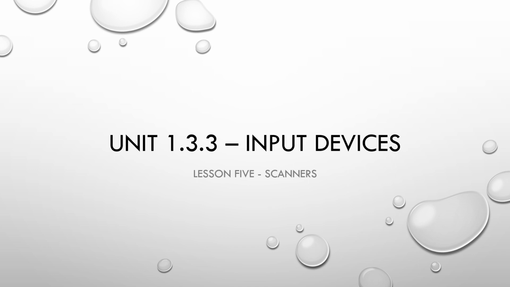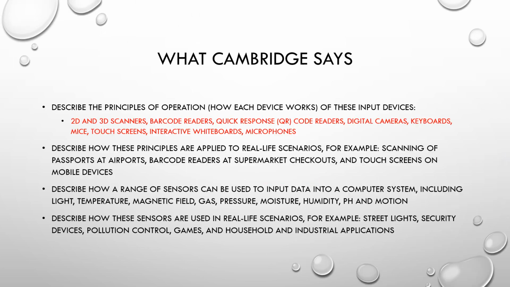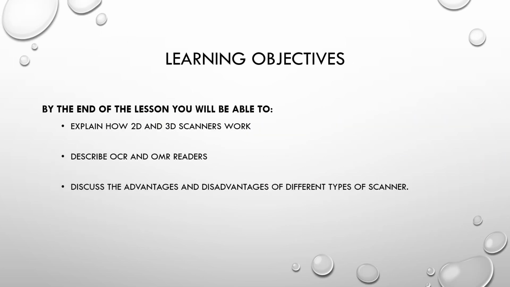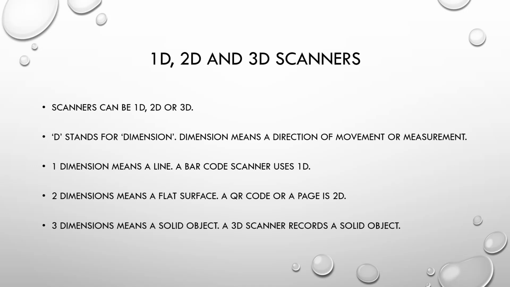In this video, we're still looking at input devices, but we're going to be looking at different types of scanners today. So hopefully by the end of this video you'll be able to explain how 2D and 3D scanners work, describe an OCR scanner and an OMR scanner. Don't worry if you don't know those yet, because we're looking at them in a second, and then have a look at some advantages and disadvantages of the different types of scanners.